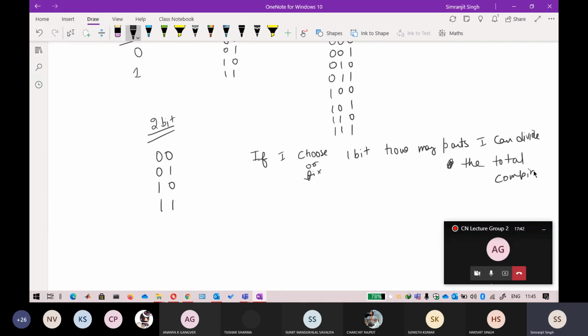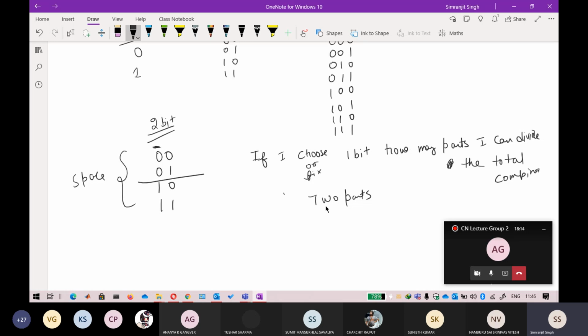Choosing one bit means, suppose I choose this particular one bit. With choosing one bit, I am able to divide into two parts. The first part contains 0 0, and the next part contains 1 1. Understand this point: if I choose one bit, I'm able to divide the whole space, also referred to as the total combinations, into two parts.